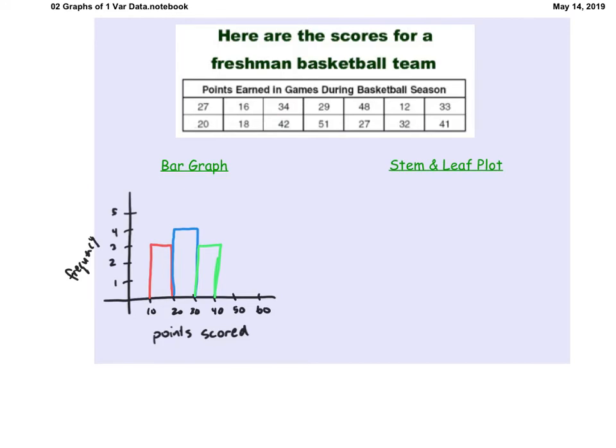So we're going to go from 40 to 50. So 40 to 50 is 1 and 2 and 3 again, so I go up to 3. And then 50 to 60 is our last one, and it looks like we have just 1. And so we make a little bar like that. So that would be our example of a bar graph.